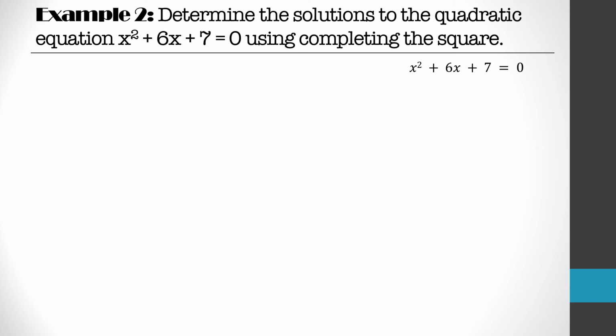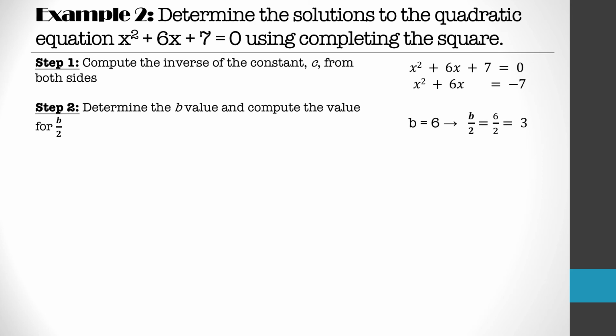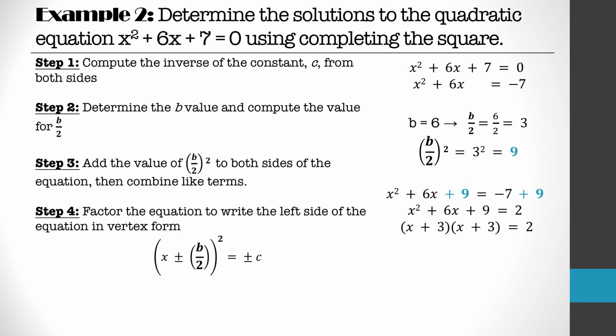Example 2. Now we are going to look at the exact same equation. However, instead of determining the vertex, we are going to solve the equation to determine the solutions. Same as before, we first do the inverse of the constant, determine our b value, which is 6, divide it by 2, which is 3, and square it to get 9, and add it to both sides to get x squared plus 6x plus 9 equals 2. Again, rewrite our quadratic as a product of binomials, x plus 3 times x plus 3, which can be rewritten as x plus 3 squared. And then we're going to solve for the variable.